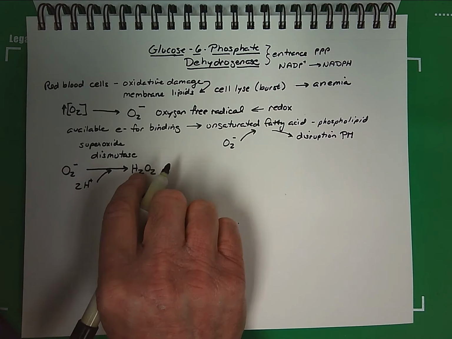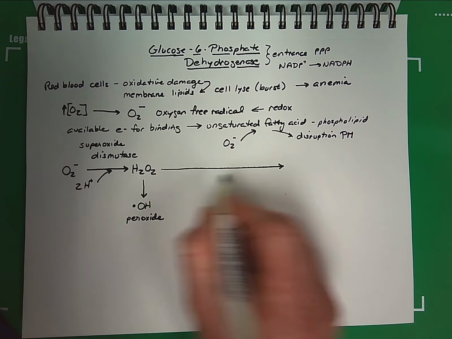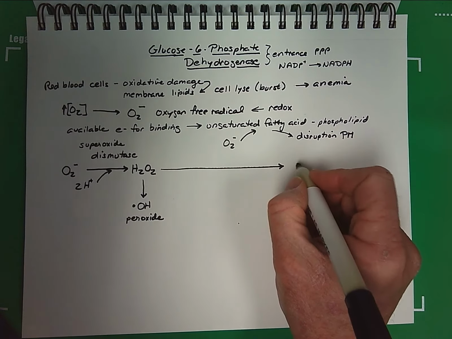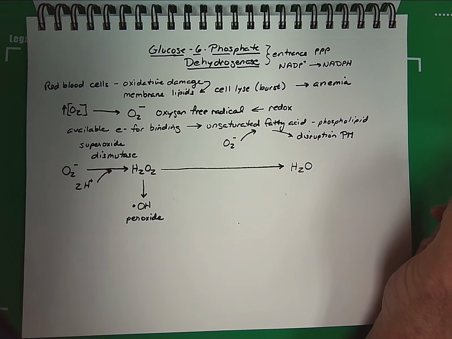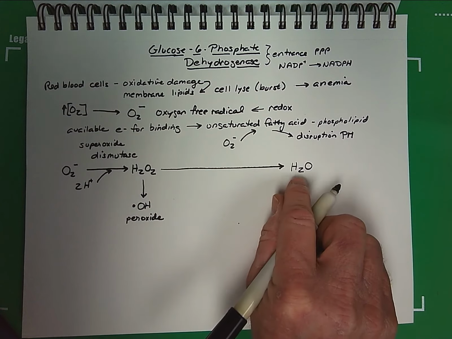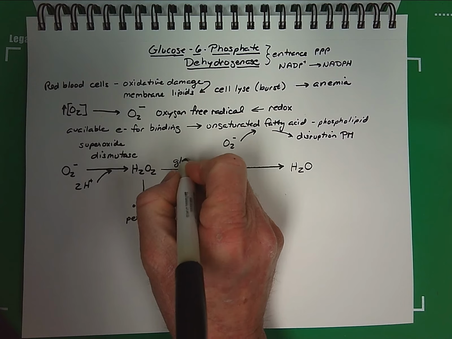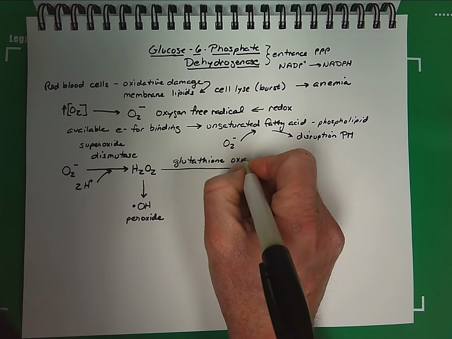So what we need is a method to neutralize the hydrogen peroxide. We're going to do this by converting it into harmless water. Now, in order to do this, we have to perform a redox reaction in order to grab these electrons and neutralize it. So we have an enzyme called glutathione oxidase.